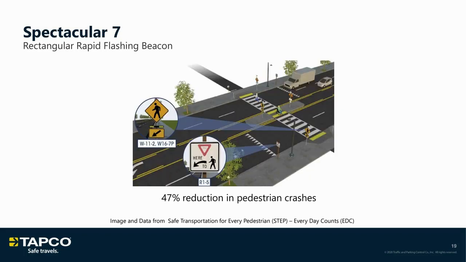The RFB, which is a rapid rectangular flashing beacon, is very popular here in Wisconsin. The DOT has been implementing these on several new road projects. Local communities find this really cost-effective, yet very effective. As you can see, 47% reduction in crashes with pedestrian safety. So it can be solar powered or can be AC powered, and we'll get into those a little bit more here shortly.